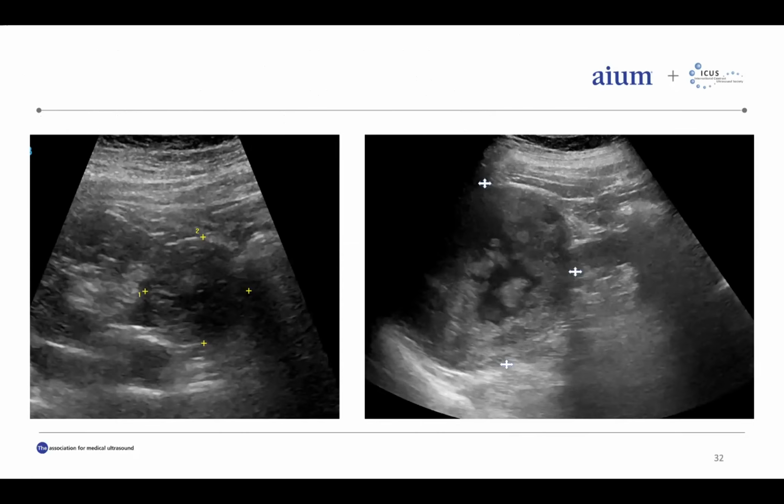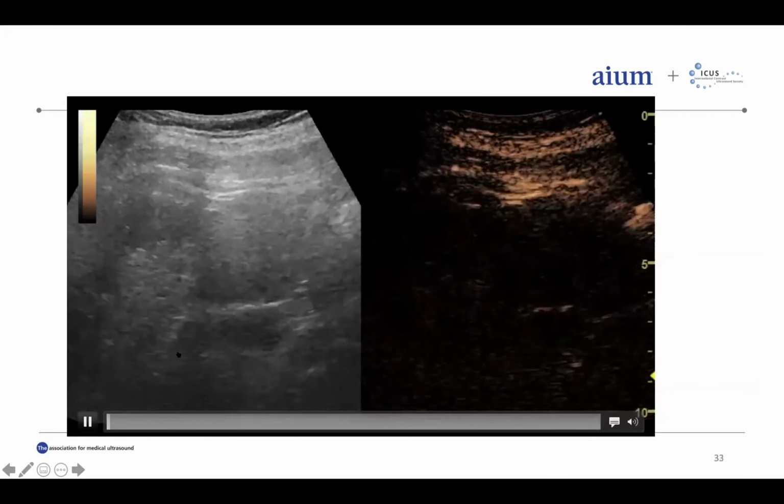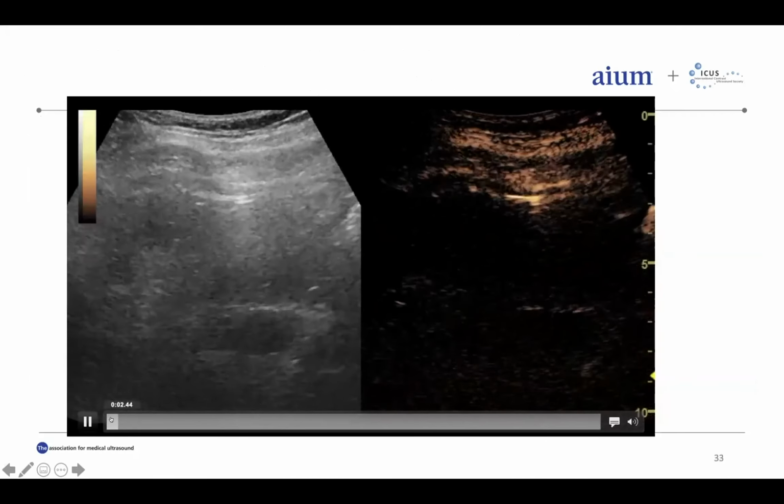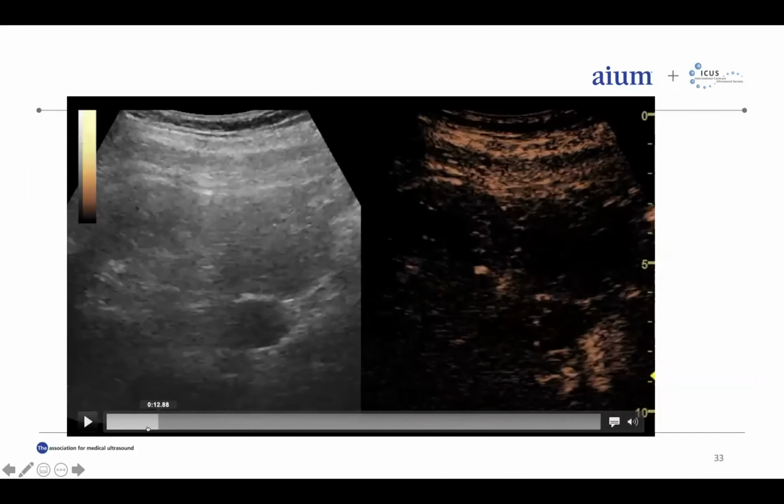I'd like to show you these. I think these two lesions on B mode look pretty similar except for the size. They both have an area that we would think is central necrosis if this was a tumor. And I'd just like to show you what happens with ultrasound contrast. So again, for the sake of time, I'm going to go a little bit faster here.